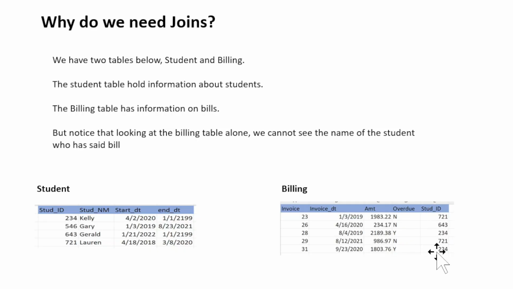546 is Gary. He's not in this list. He must not have a bill. 643, that is our friend Gerald. And we've got Lauren. She's got a couple. Kelly is the second one down here.